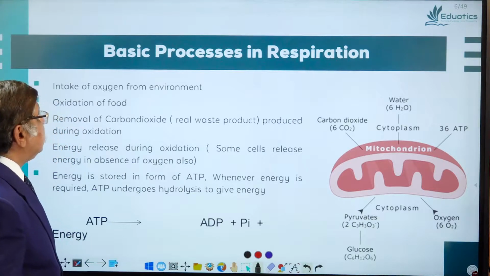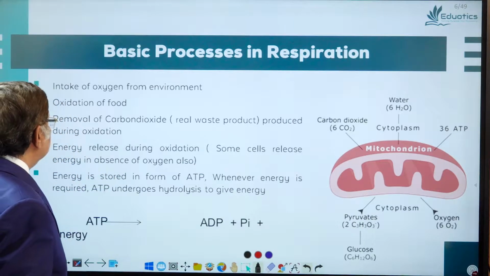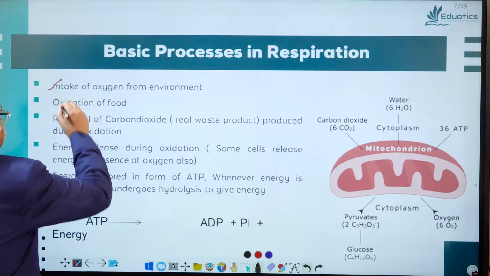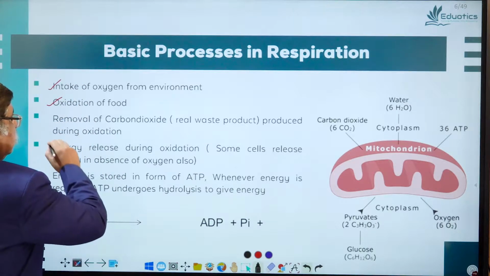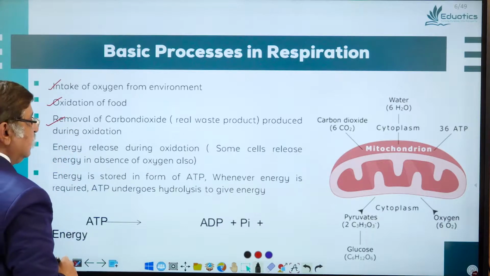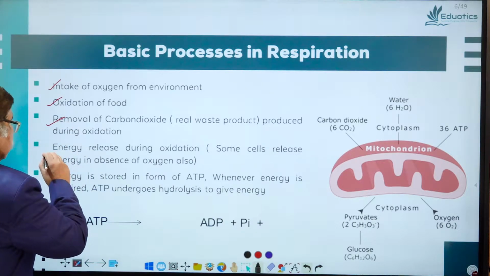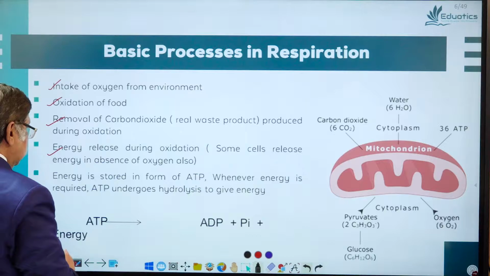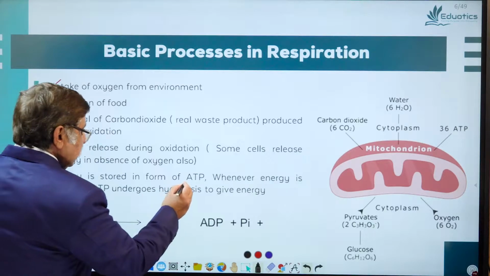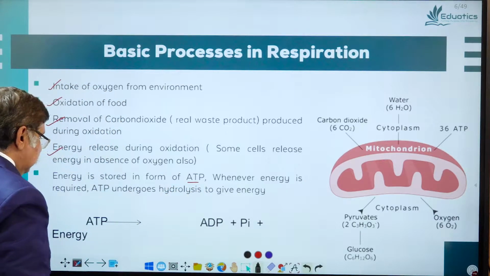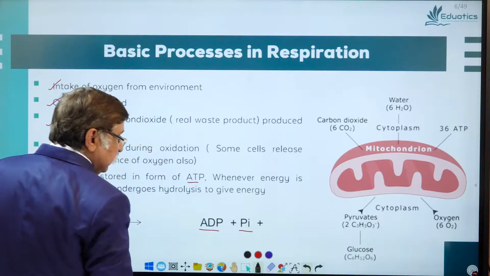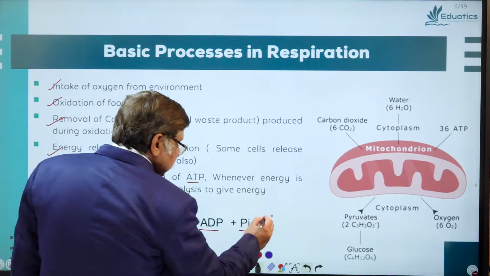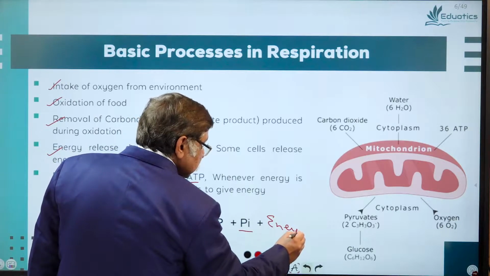Now these are some basic processes of respiration: intake of oxygen from the environment, oxidation of food, removal of carbon dioxide, and release of energy. Energy is stored in the form of ATP. This ATP breaks into ADP plus inorganic phosphate, and here energy is released for various purposes.